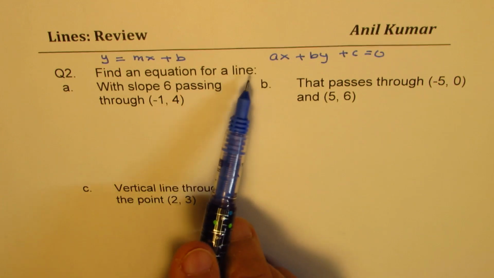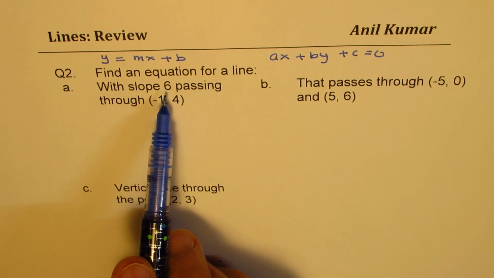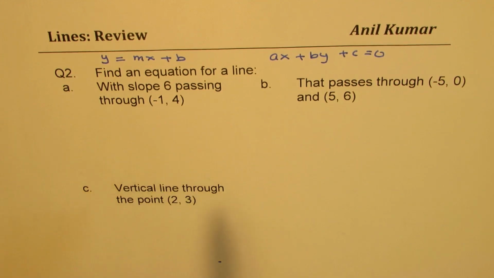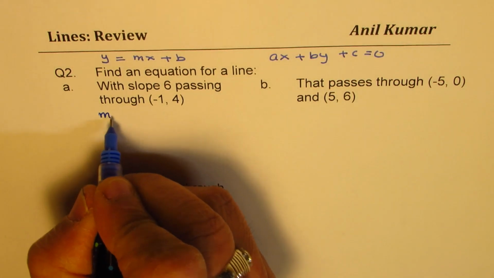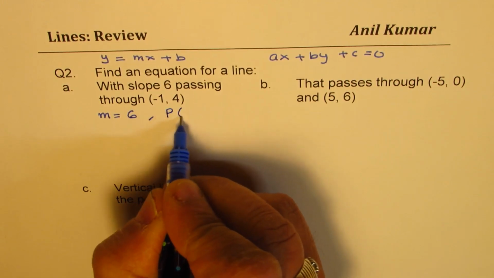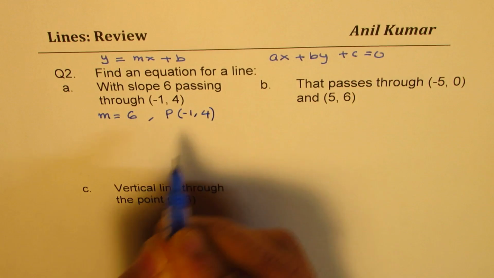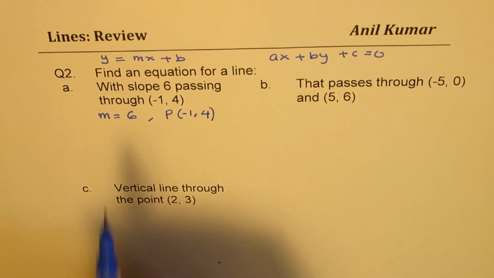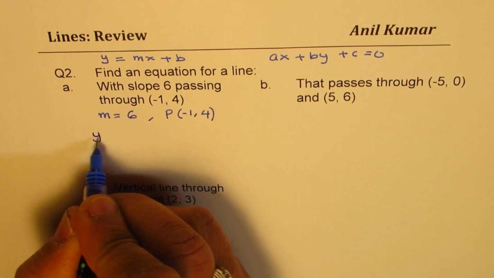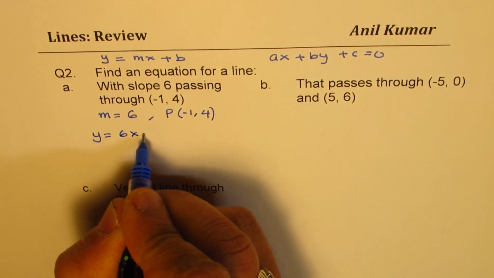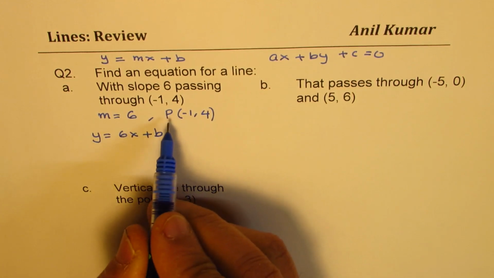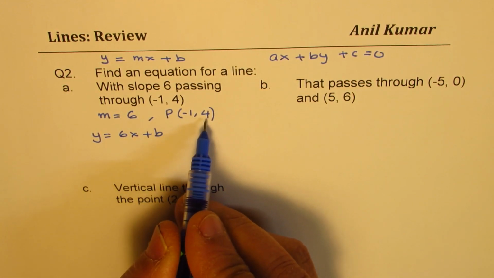Find an equation for a line with slope m equals 6 passing through the point minus 1, 4. So we are given slope. So we normally use m for slope. So m equals to 6 and the point is minus 1, 4. Since the slope is given to us, it's good to use the line equation y equals to mx plus b. So we can write this as y equals to 6x plus b. Now to find the value of b, we'll use the point. X value is minus 1, y value is 4.